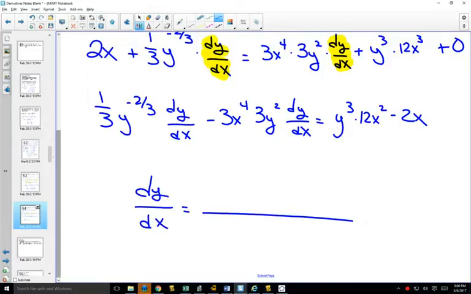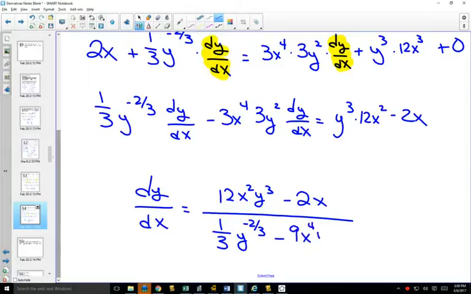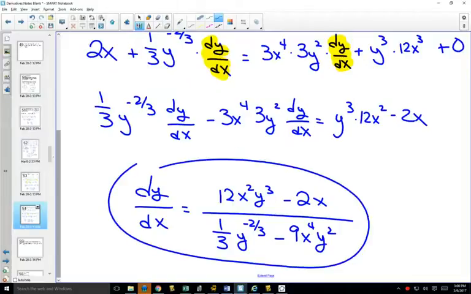On the other side, do you see that I'm going to have 12x squared y cubed minus 2x on the top? And when I factor out the dy dx, my next step would be to divide by whatever was in the brackets. So can you see in the first term, you would have a 1/3 y to the negative 2/3. And in your second term, if I multiply those together, I'm going to get 9x to the 4 y squared. And that gets you dy dx by itself.